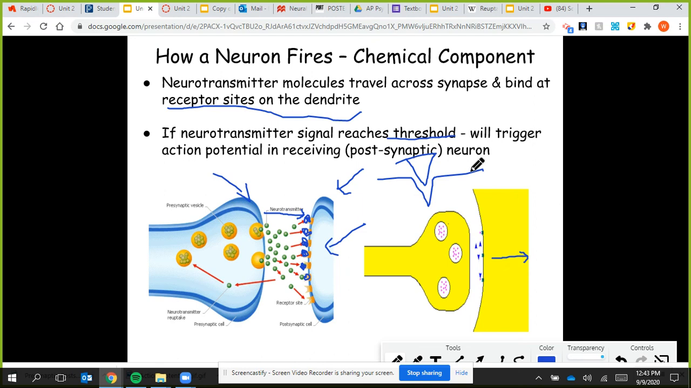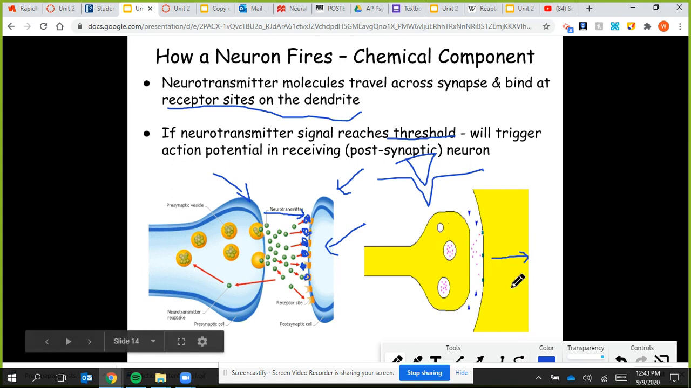So let's say, as I said last class, that on this neuron its threshold is 7 neurotransmitters. This is a made up scenario. One kid last class thought it was very, very serious. If 6 neurotransmitters bind at a receptor site, is this neuron going to fire?